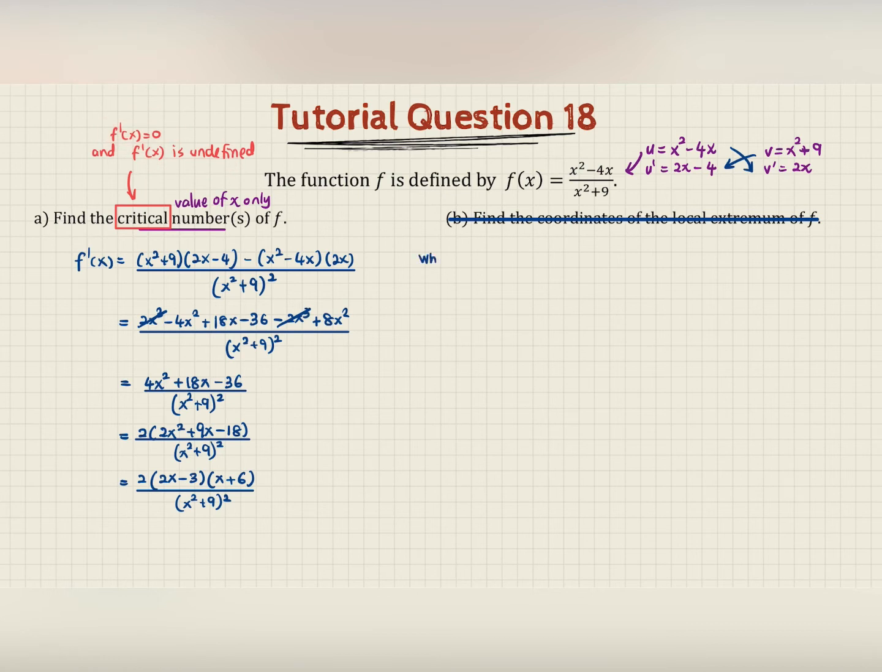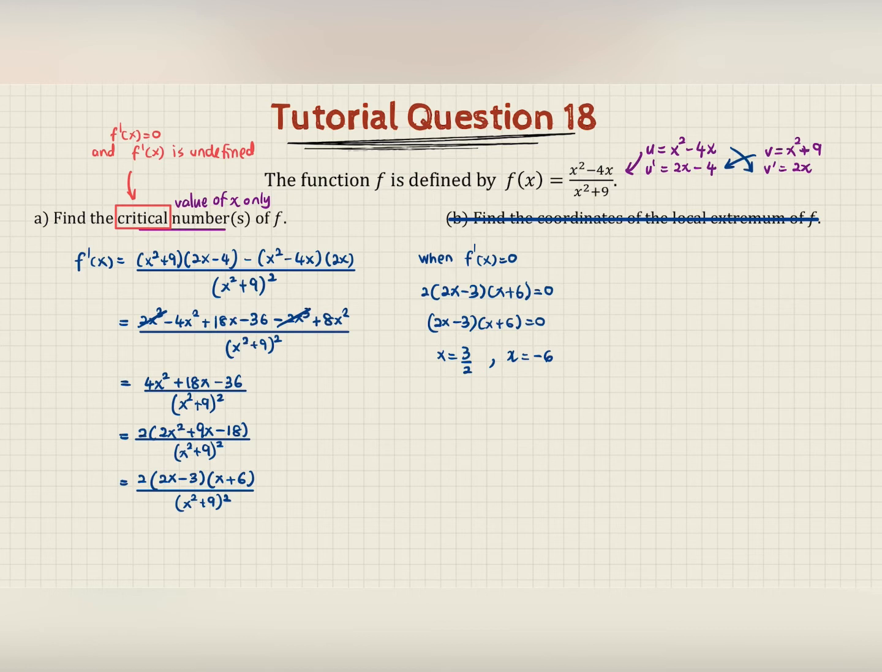So when f prime x is equal to 0, ini kita hanya refer kepada numerator sahaja. So numerator kita adalah 2x minus 3 times x plus 6 equals to 0. Okay, so kalau kita simplify pun kita akan dapat ini juga sebenarnya kan. Pindahkan 2 dapat yang dalam bracket ni sahaja. So that means x will be equals to 3 over 2 and x will be equals to negative 6. So kita ada dua value of x.